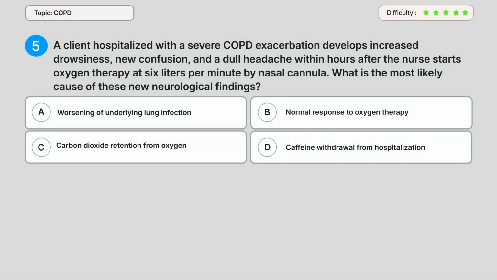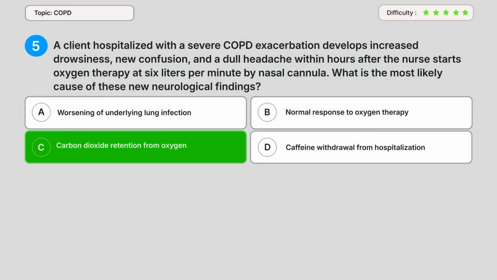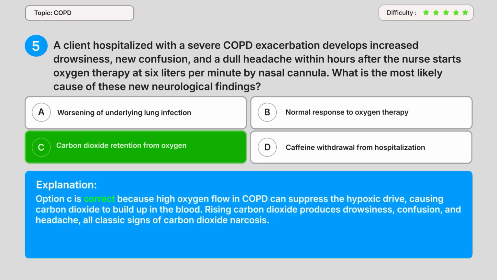Correct answer, C. Carbon dioxide retention from oxygen. Explanation. Option C is correct because high oxygen flow in COPD can suppress the hypoxic drive, causing carbon dioxide to build up in the blood. Rising carbon dioxide produces drowsiness, confusion, and headache, all classic signs of carbon dioxide narcosis.